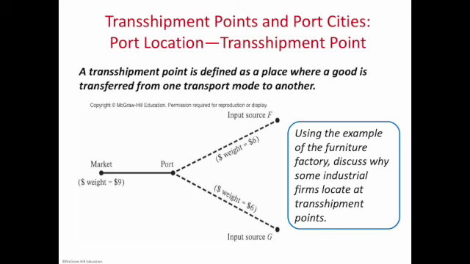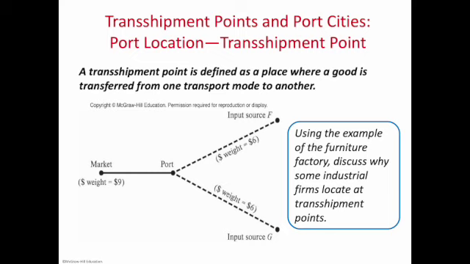Alt text. An illustration shows inputs from sources F and G shipped to the port. The monetary weight of each input is $6. The inputs are transported to market from the port. The monetary weight at the market is $9. A furniture factory gets wood from a forest at input source F and cloth from another firm at input source G. To simplify, assume that the monetary weights of the two inputs are equal.